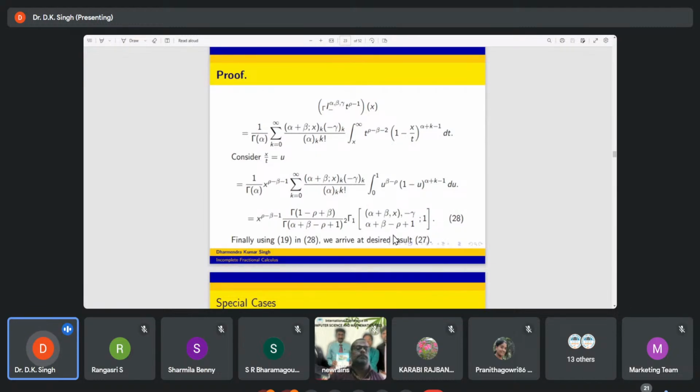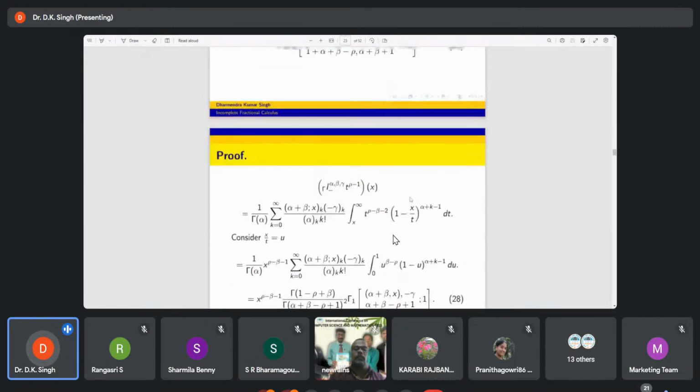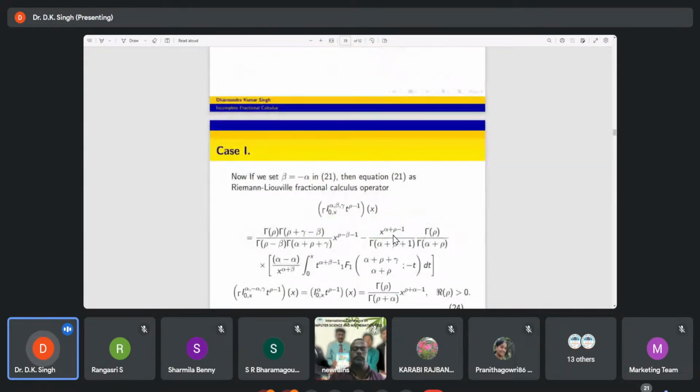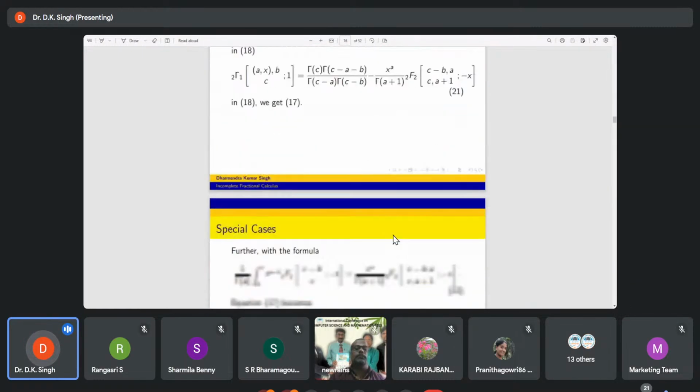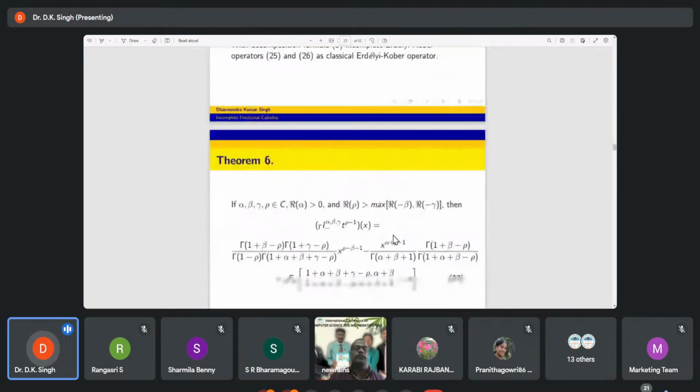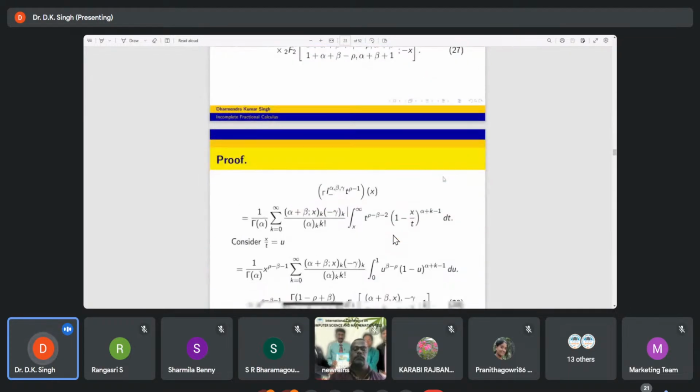We are using this integral form, and we are writing the incomplete hypergeometric function in summation form, and we are using x by t is equal to u, and we transfer this integral into the form of the beta function, and we calculate this expression. So we obtain the incomplete hypergeometric function form, and we are using again the incomplete hypergeometric function formula. If you use again this incomplete hypergeometric formula, we can easily obtain this operator, equation number 27.